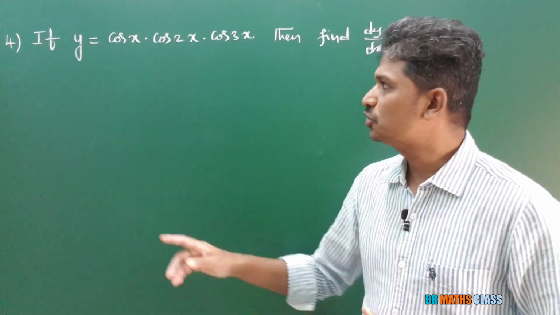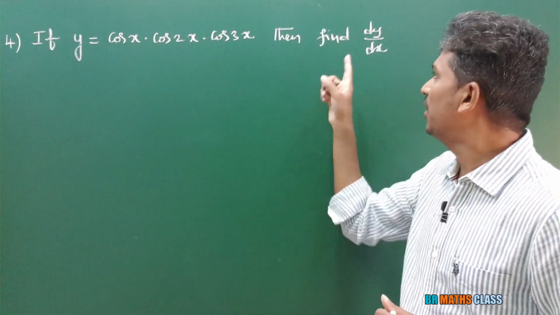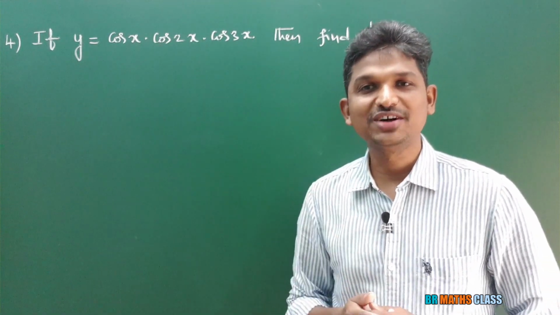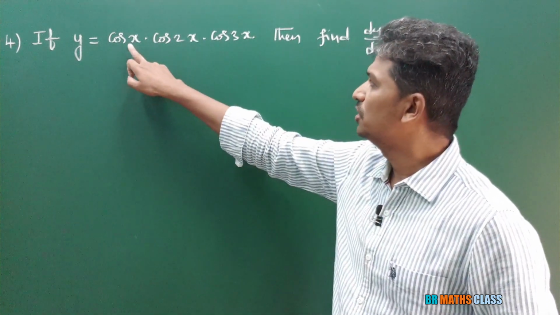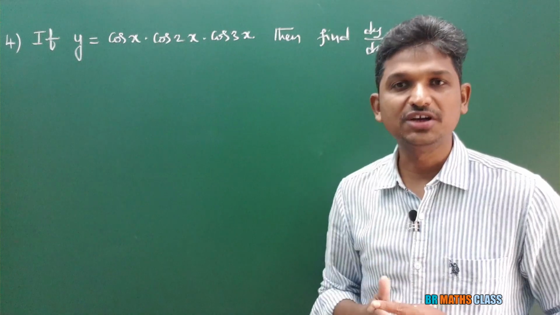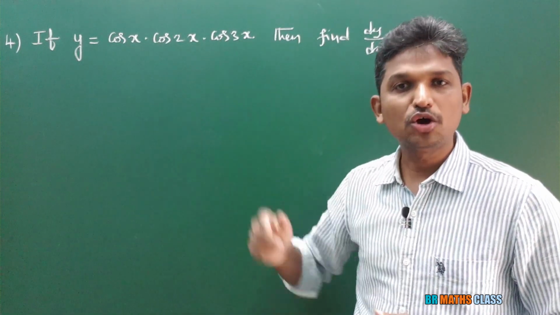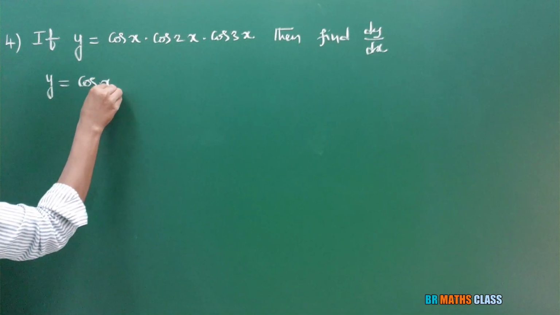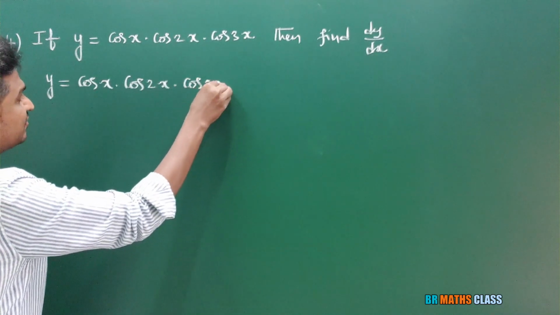Observe this fourth question. If y equals cos x into cos 2x into cos 3x, then find dy by dx. When the given function is a product of two or more functions, then we use logarithmic differentiation. Here in this question, you can observe the given function is a product of 3 functions. So, we can calculate dy by dx by using logarithmic differentiation. The given function is y equals cos x into cos 2x into cos 3x.